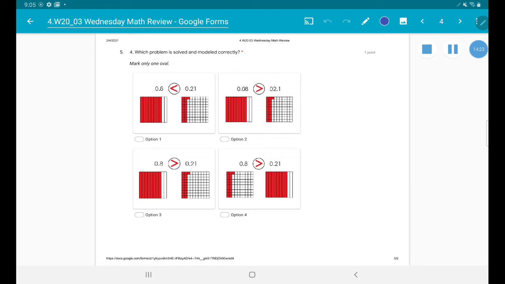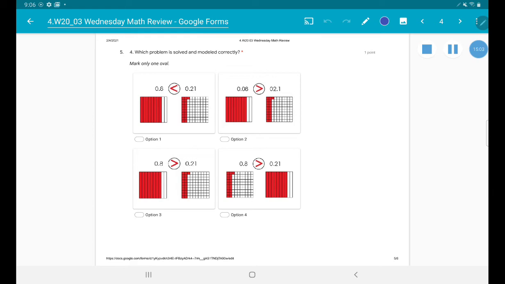Which problem is solved and modeled correctly? So option 1, I can tell by the horizontal rows, there's 10 of them. So this is in tenths, and 8 is in the tenths place value. Are there 8 tenths shaded? Yes. Are there 21 hundredths shaded? Yes. Is 8/10 less than 21 hundredths? No. Okay, so let's look at option 2.